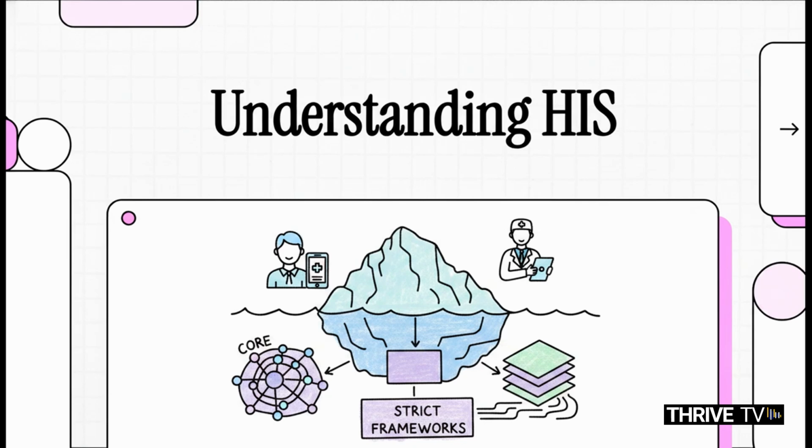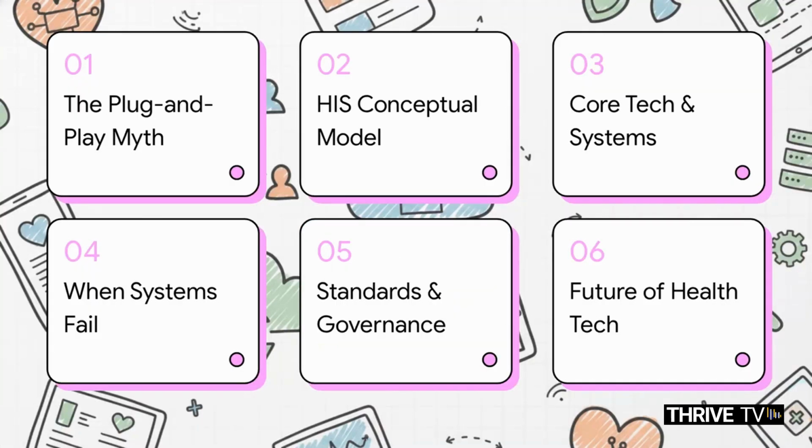So today, we're popping the hood. We're going to focus strictly on the foundational concepts, the core tech, and the rigorous frameworks that actually make digital healthcare a reality. Here is our roadmap for today. We've got a clear six-part agenda. First up, the plug-and-play myth, then the HIS conceptual model, followed by core technologies and systems. After that, we'll look at what happens when health systems fail, check out the guardrails of standards and governance, and finally, peek into the future of health tech.